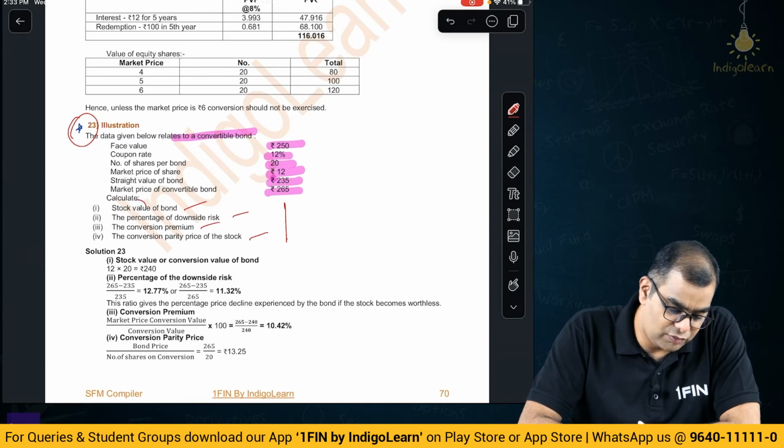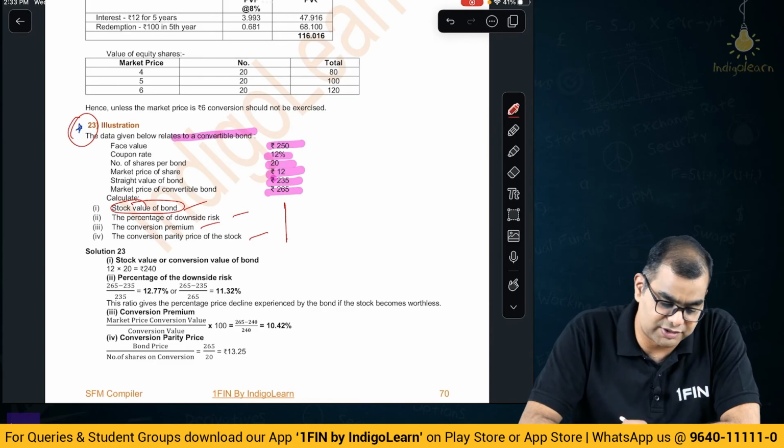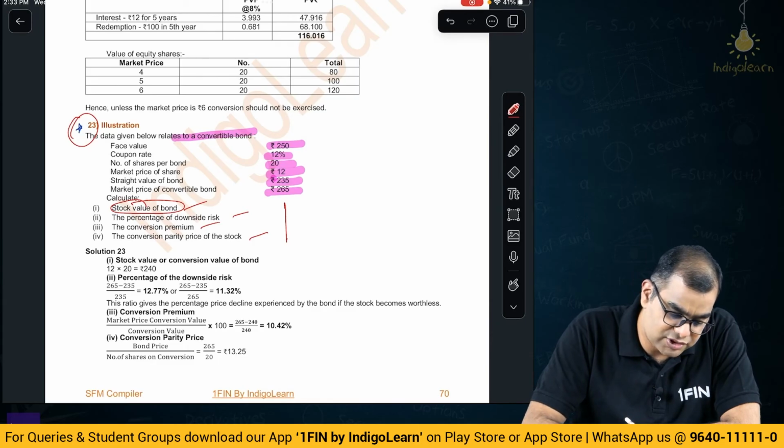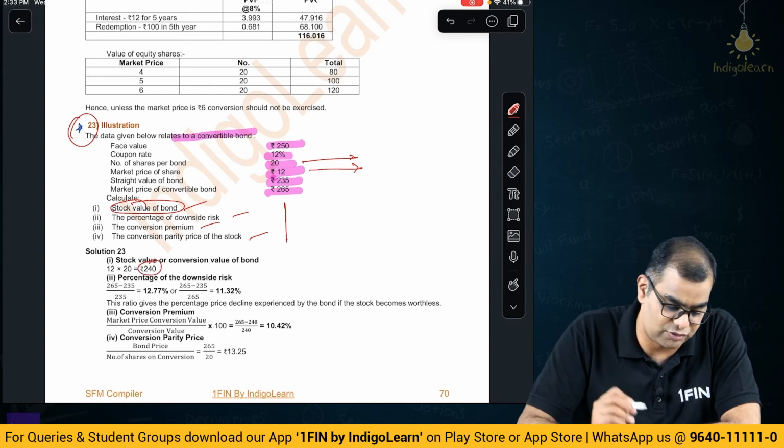Stock value. What is stock value? Stock value is nothing but conversion value, which is conversion ratio into conversion price. What is conversion price? Conversion price is 12 and conversion ratio is 20. So, 20 into 12 is 240. The stock value or conversion value is 240. So, the first one is over.